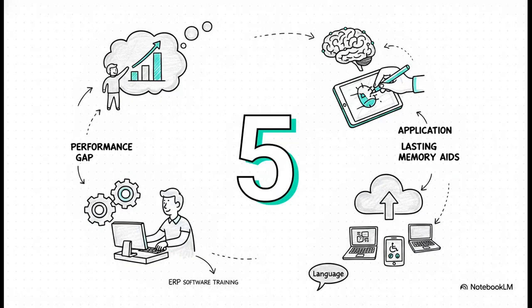To make sure we're always staying on track, we use these 5 core questions for absolutely every resource we create. Whether we're building a massive e-learning course or just a quick infographic, we ask, is it focused on a performance gap? Does it speak to the learner's real context? Does it require application rather than just passively watching? Does it include lasting memory aids? And finally, is it highly accessible for their specific bandwidth, their device, and their language?